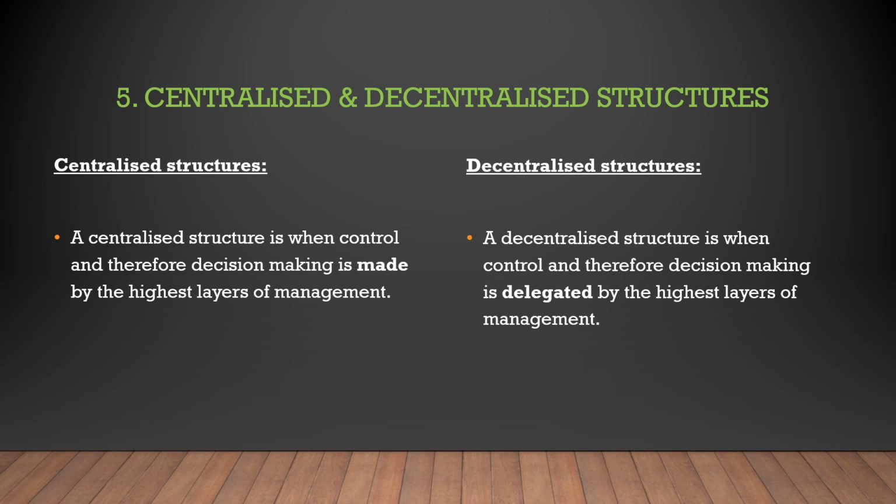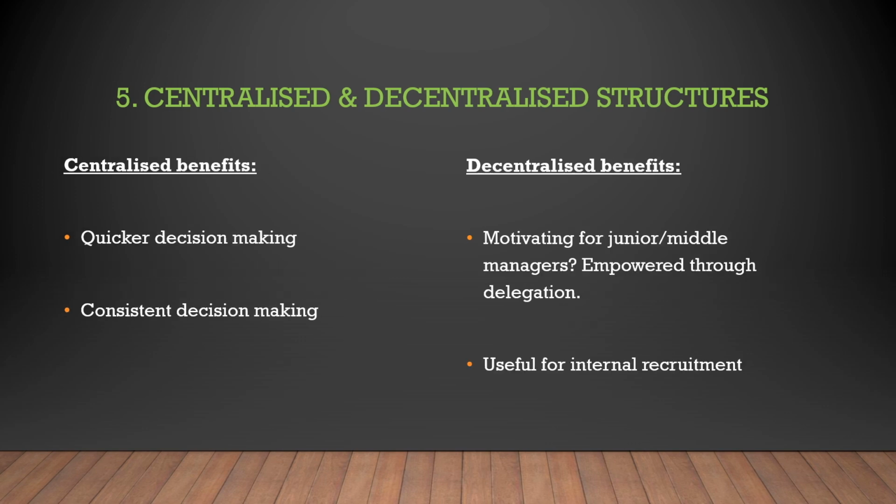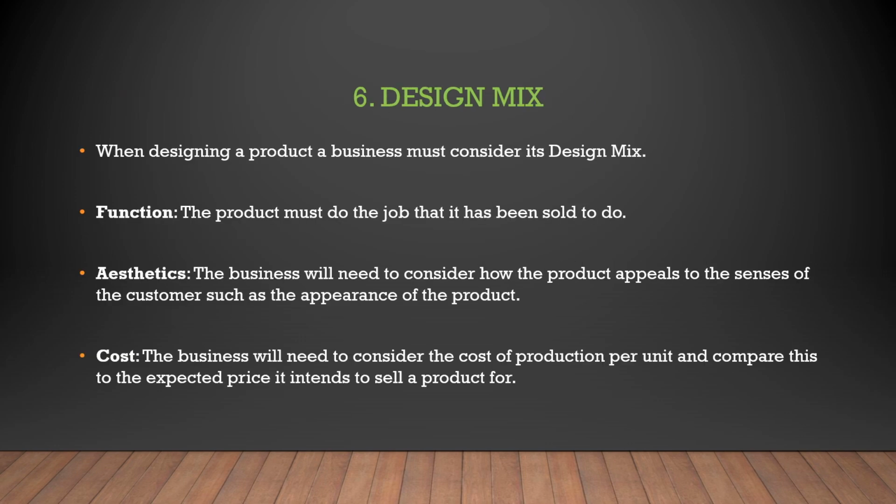Number 5, centralized and decentralized structures. So a centralized structure is when control and therefore decision making is made by the highest layers of management. Whereas a decentralized structure is when control and therefore decision making is delegated by the highest layers of management. But they still have responsibility, but they delegate the decision making process. Benefits of centralized approach: quicker decision making, consistent decision making, that might be appropriate for the business. Decentralized benefits might motivate junior and middle managers, and they're empowered, of course, through that delegation, and it could be useful for internal recruitment.